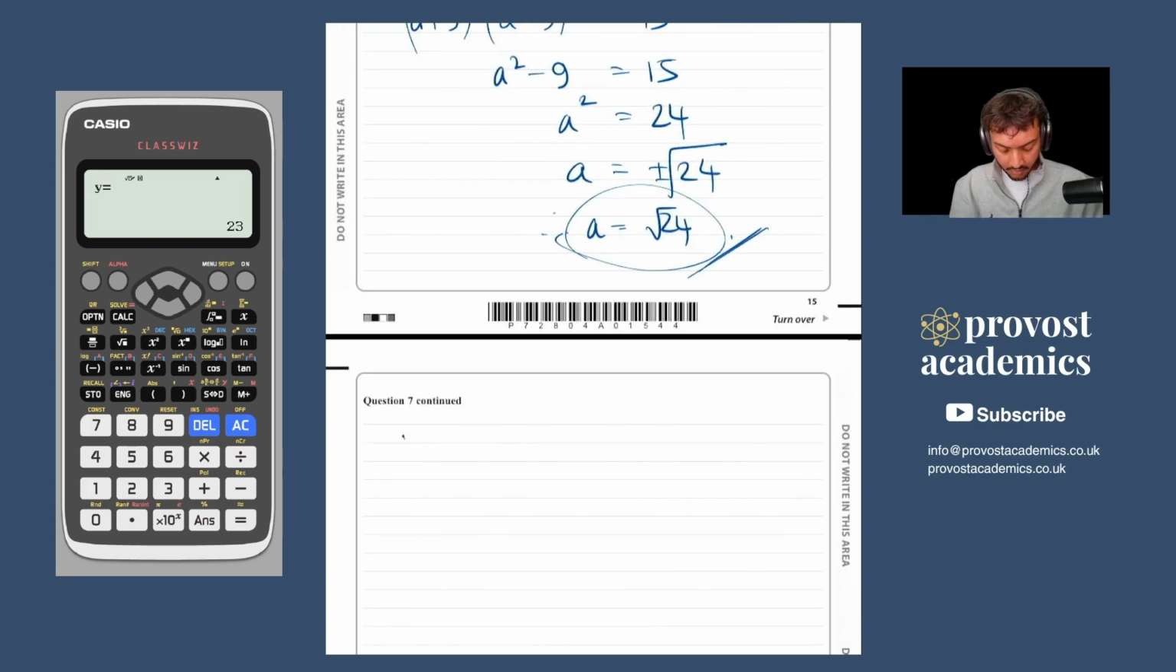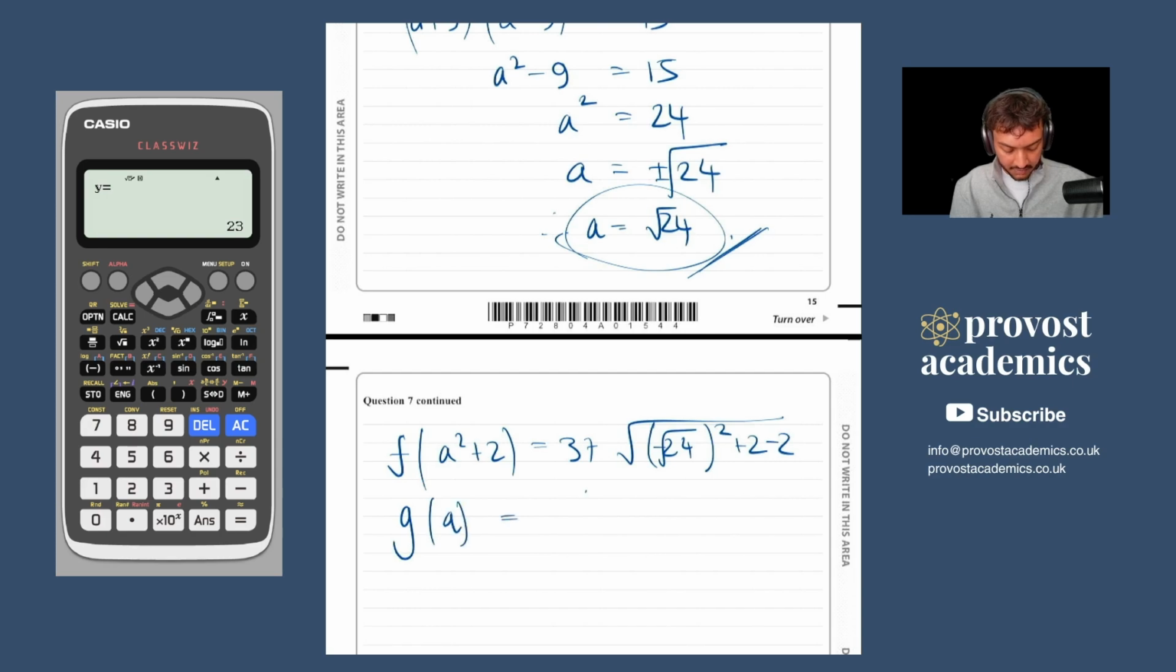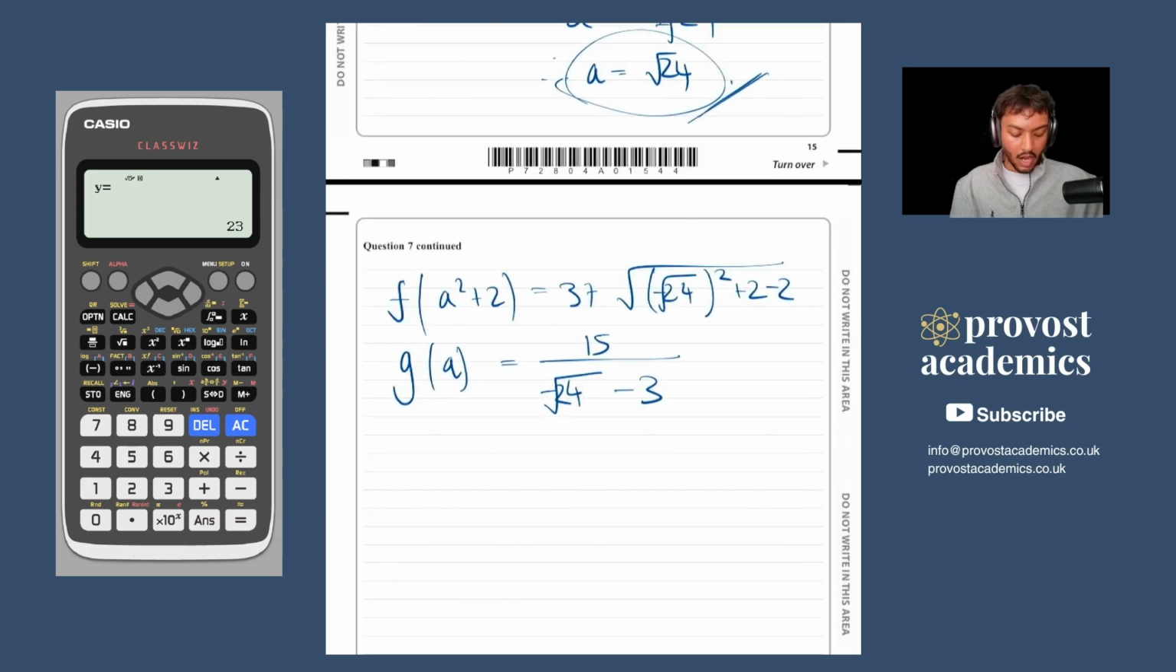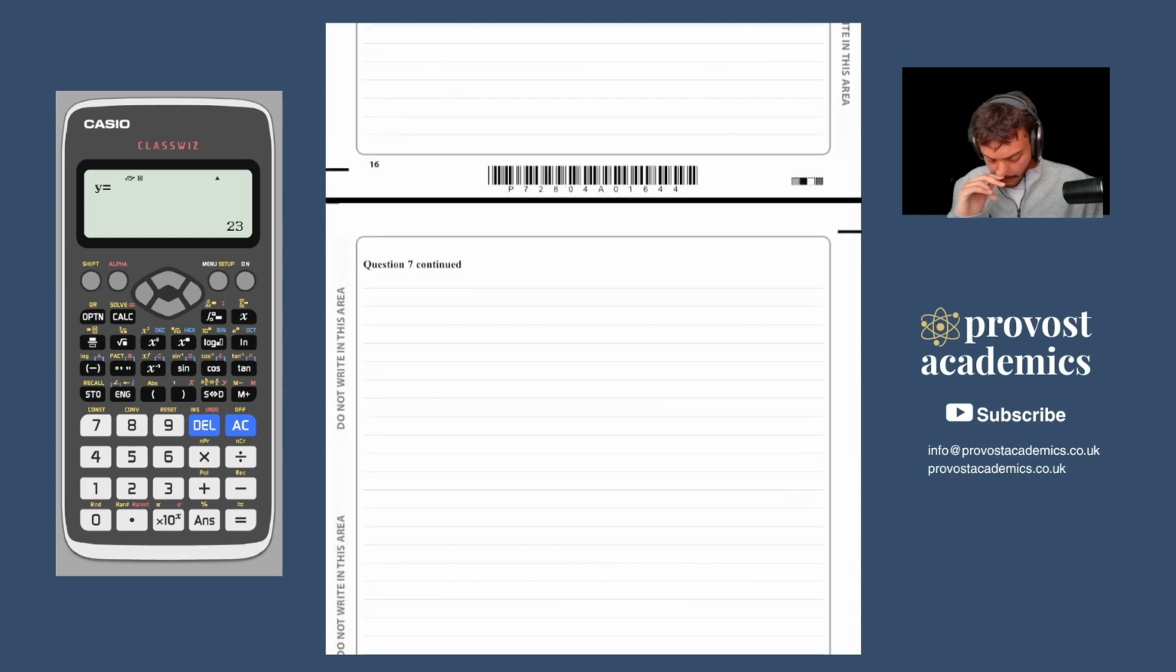So you can say that f of a is going to be equal to 3 plus the square root of (minus root 24) squared plus 2 minus 2, and g of a is going to be equal to 15 over minus the square root of 24 plus 3. Actually, it was minus 3. Okay, so what I encourage you to do is solve these equations again, and I believe that you won't get the same answer as you would if you use the positive. Therefore, we're going to disregard it. All right, let's keep going.